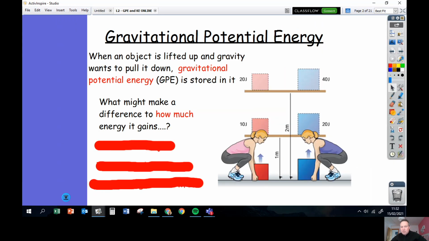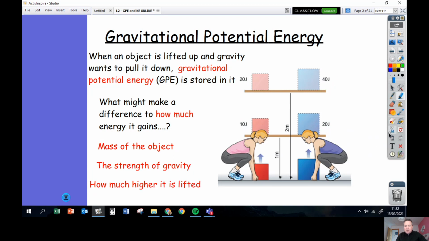We said that gravitational potential energy was energy stored in an object when it was lifted up, but gravity wants to pull it back down again. Now, why do some objects gain more or less gravitational potential energy than others? For example, this red box and this blue box, when they're lifted up on top of the shelf, gain different amounts of energy. Now, why would that be? Well, the first thing you might notice is that the higher up we lift something, the more gravitational potential energy it gains. And you might notice that the blue box is larger than the red box, and it gains more energy even when you lift it to the same height.